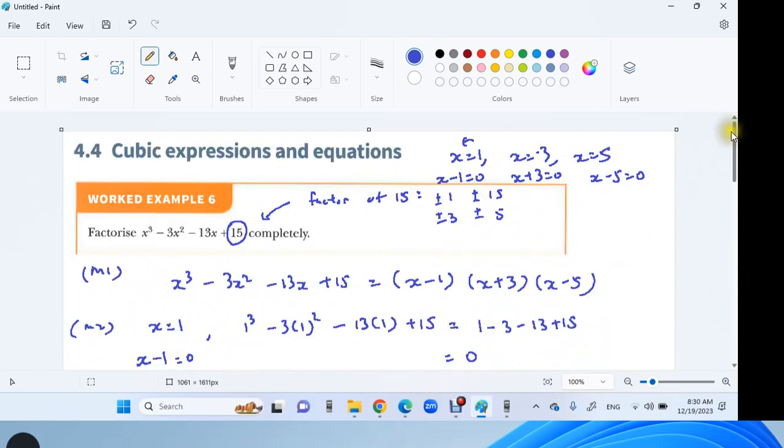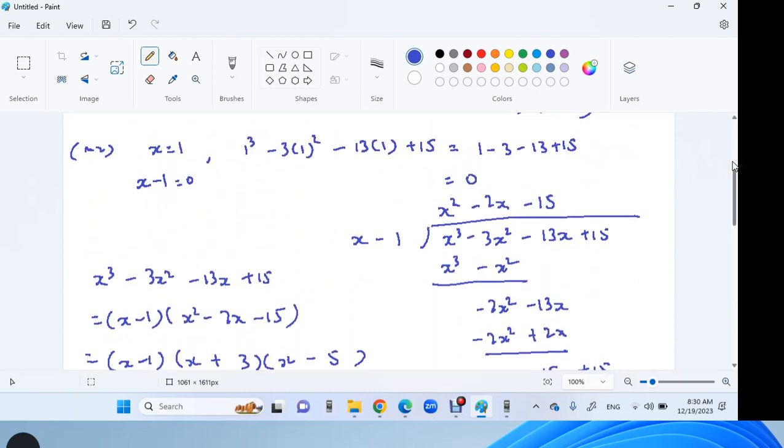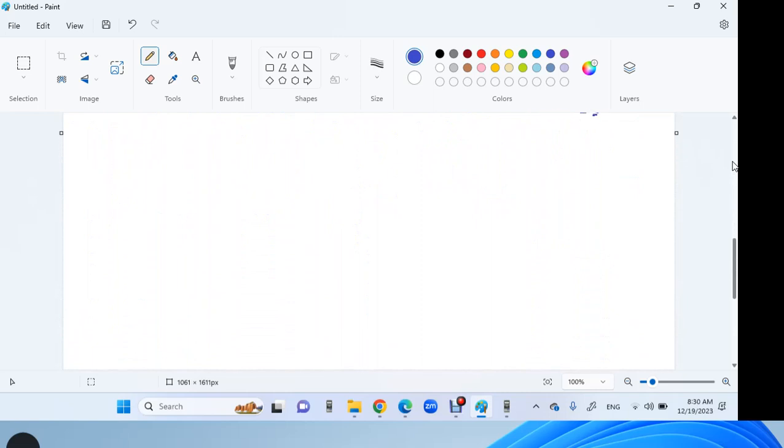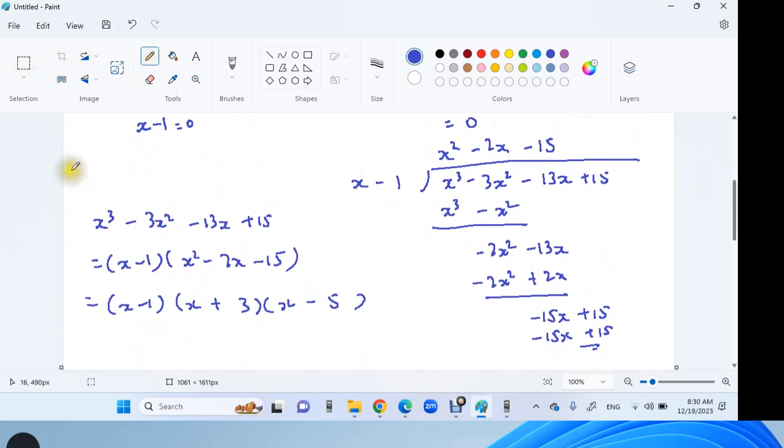In the textbook, they also show method number 1, which is trial and error. Then we try 1, negative 3, 5, and so on. When we get 0, that is the root. Method number 2 is the long division. And then they have method number 3. Method number 3 is after we do this, so I won't repeat the same steps.